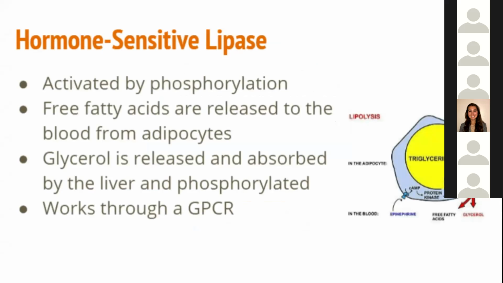We have free fatty acids that are released to the blood from our adipocytes, and glycerol is released as well. It's absorbed by the liver and phosphorylated. This works through our classic GPCR pathway that we studied for exam 2, so think about glucagon. That's what's doing this for us here.